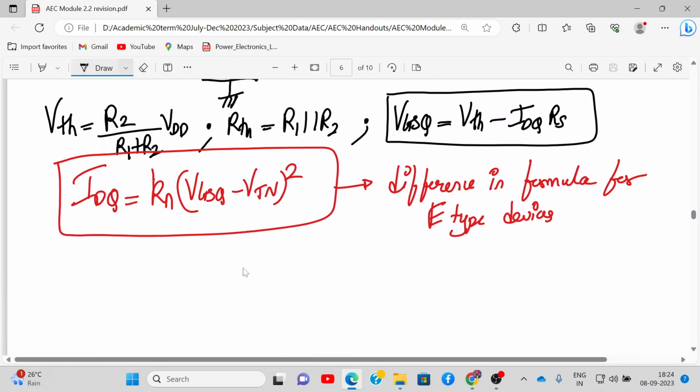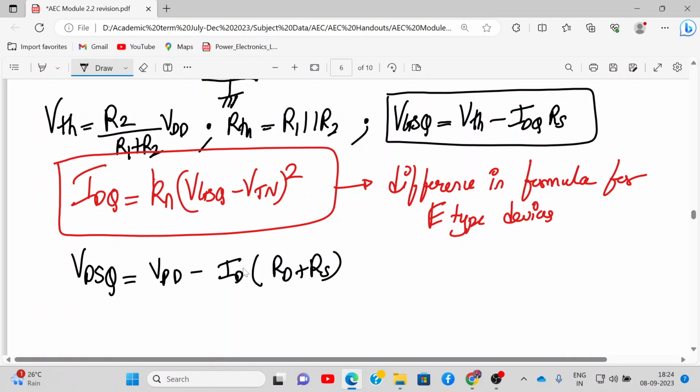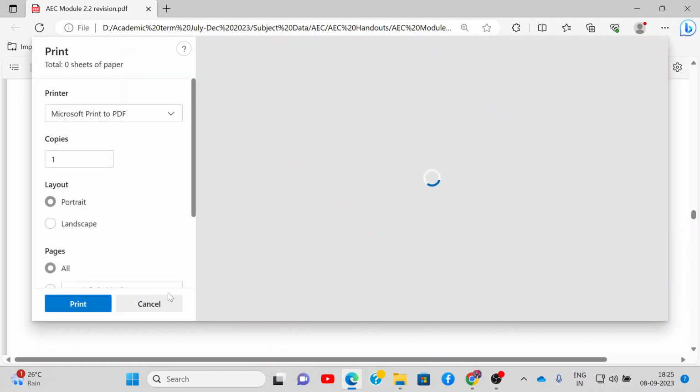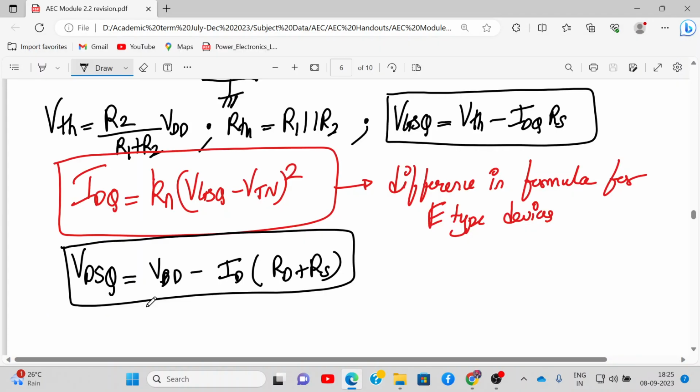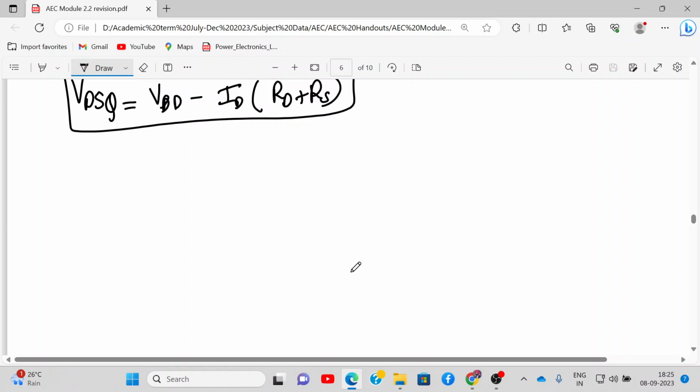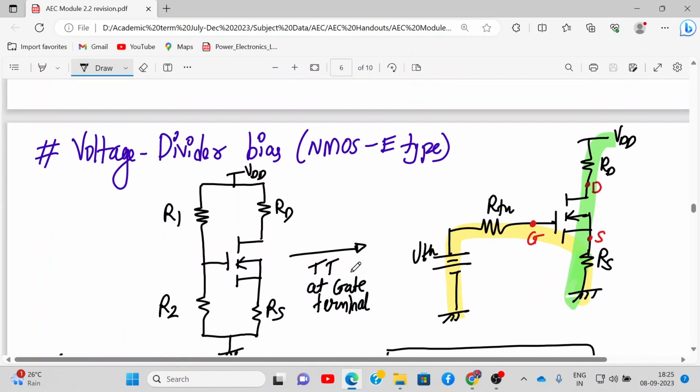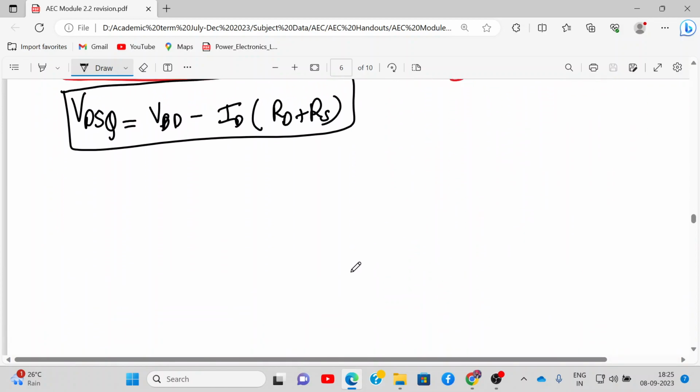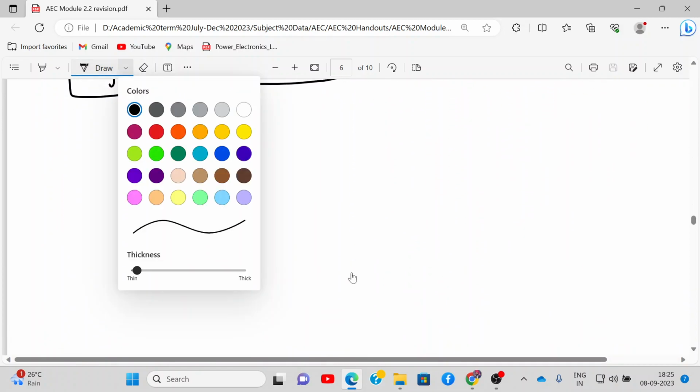Similarly, if we analyze further, as we have done for depletion type, VDSQ will be obtained by applying KVL to the drain source loop, and that will be VDD minus ID times (RD plus RS). I don't want to repeat that. Is it fine? Because it's the same steps. I told you what is different, IDQ is different, that's it. Rest everything is same. Did you all get it? Hello? Yes, sir. Okay, fine. So we will solve one numerical on voltage divider bias and we'll call it a day. That will be the last numerical for the day. So let's do it together.